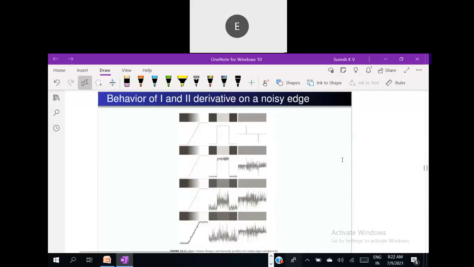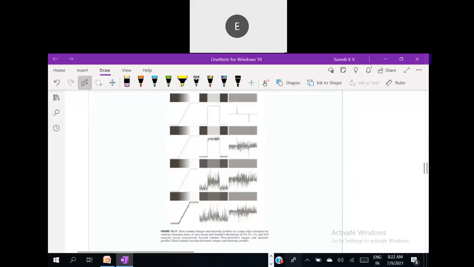Okay. Now let us try to understand the behavior of these two derivatives whenever there is noise in the image. See, noise is not in our hand. We can expect the noise to affect the pixel values. So obviously, different derivatives are sensitive. Particularly, you have seen that the second derivative is very sensitive to noise. So let us try to understand that.